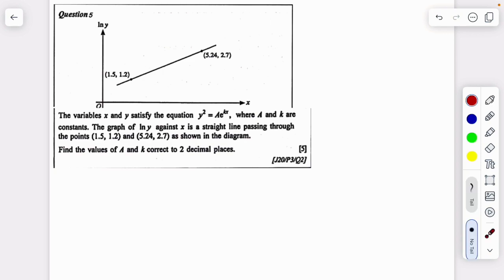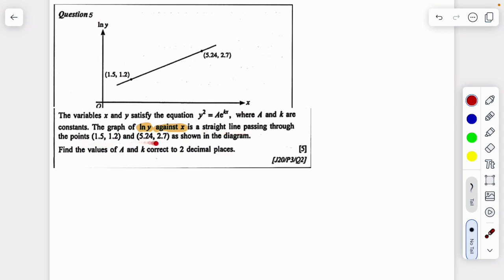Well, first, let's read it. Variables x and y satisfy this equation: y squared is equal to a e^(kx). Cool. a and k are constants. Fine. The graph of ln y against x. Now, that's a key point here, it's ln y against x. It's not y against x, it's ln y. You'll see why that's important in a moment.